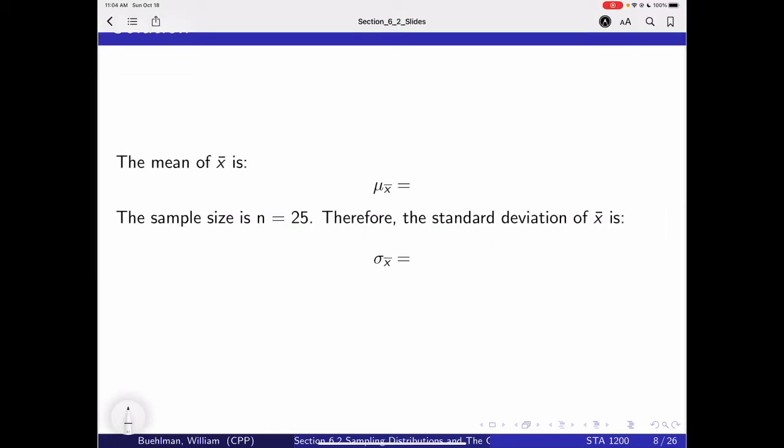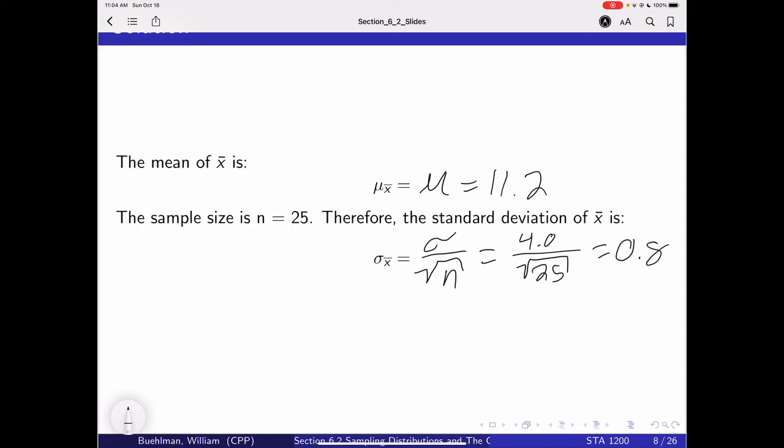So the mean of X bar, mu sub X bar, remember, is just equal to mu, which we already know is 11.2. Reminding you the sample size was 25, therefore the standard deviation of X bar, sigma sub X bar, is equal to sigma over the square root of n. And we know sigma was 4, and we know the sample size is 25. So we have 4 divided by the square root of 25, which is equal to 0.8. So our mu sub X bar is equal to 11.2, and our sigma sub X bar is equal to 0.8.